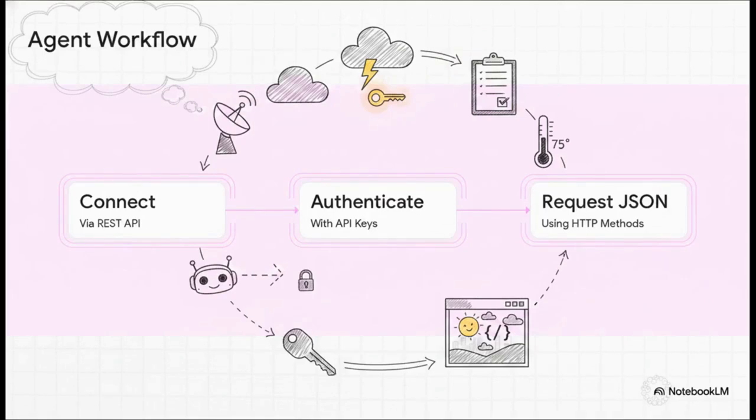And this brilliantly illustrates how it all practically comes to life. Step 1, our agent reaches out and connects to the weather service via the REST API. Step 2, it presents its digital ticket, authenticating with the API key so the service knows it's allowed to be there. Step 3, it uses an HTTP method to request the forecast and then parses the returning JSON data to understand that, hey, it's 75 degrees and sunny out.